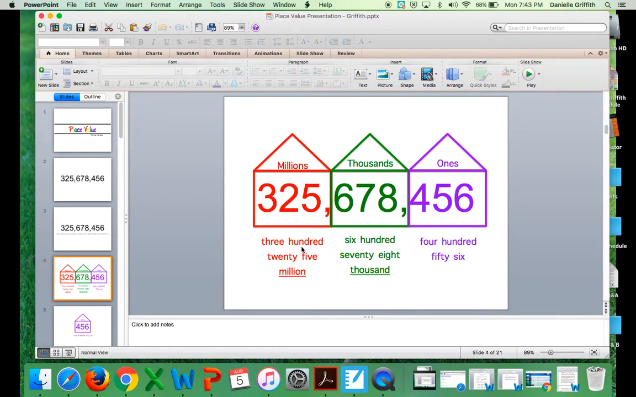We can break apart a large number into different sections called periods. Each period has 3 digits in it. Here we have the ones, the thousands, and the millions. Each place value period is separated by a comma. When you say the number like 325 million, the comma is where you say the name of the period. So this number is 325,678,456. And today we're only going to be talking about the ones period.